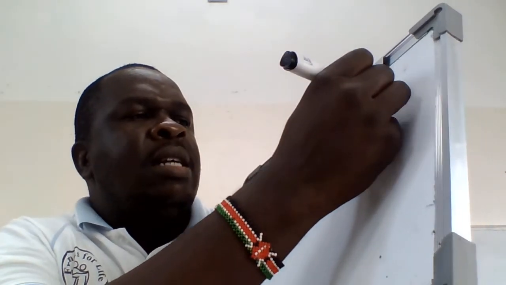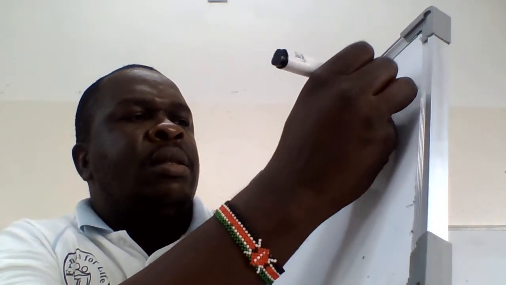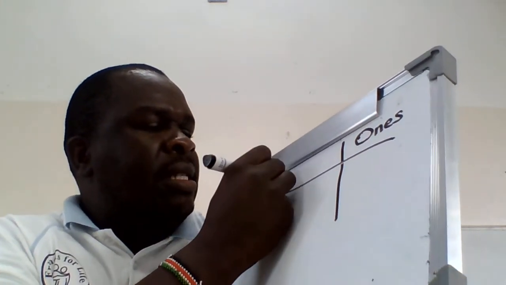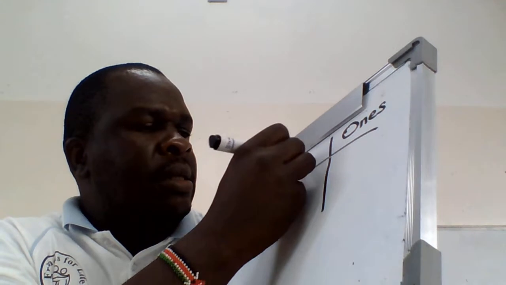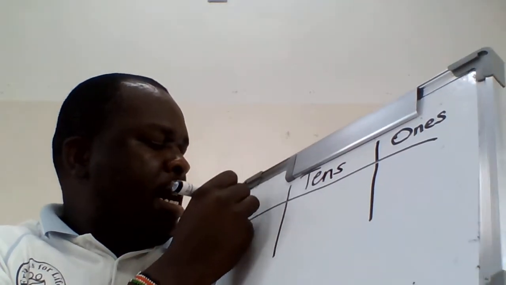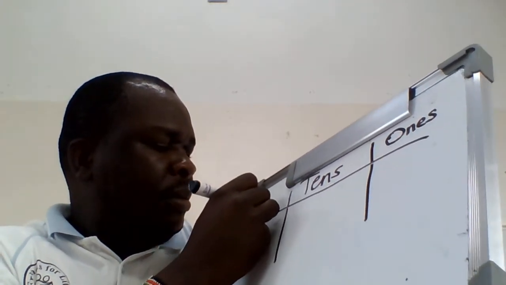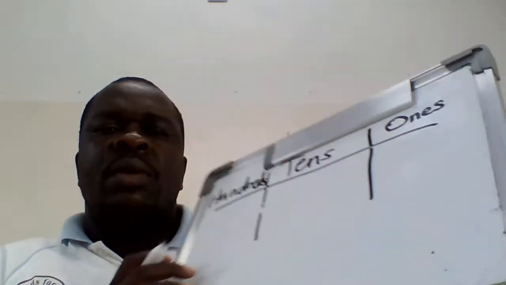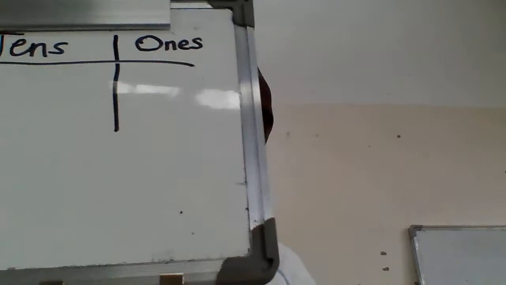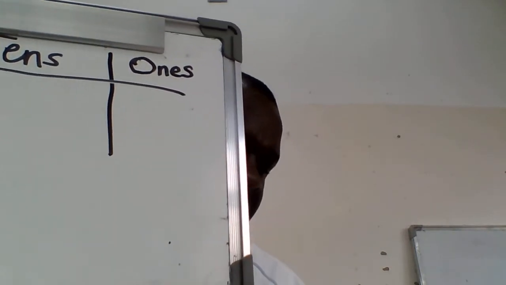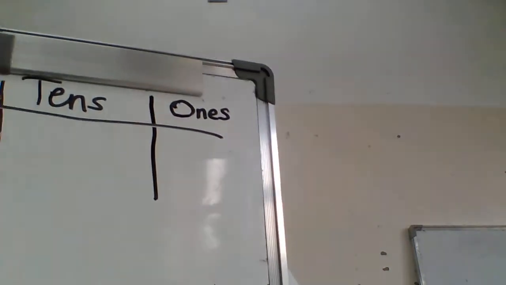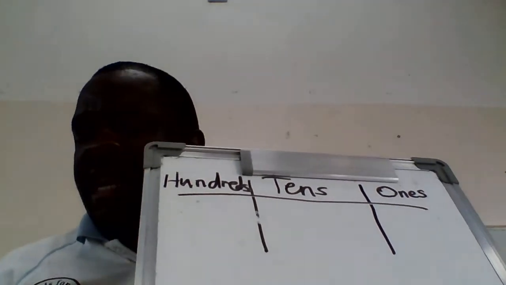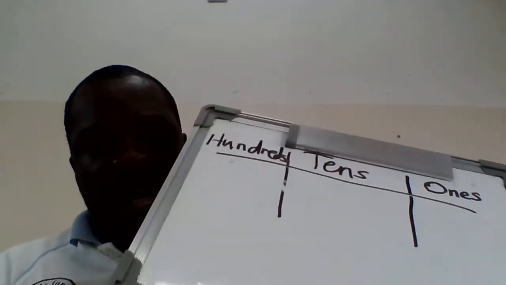These are the ones. These are the 10s, and these are the 100s. That is our place value chart that we'll be using today to recognize hundreds, to recognize tens, to recognize ones.